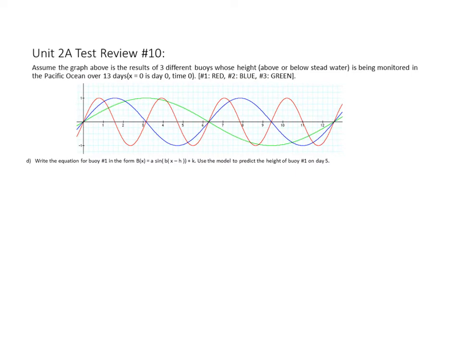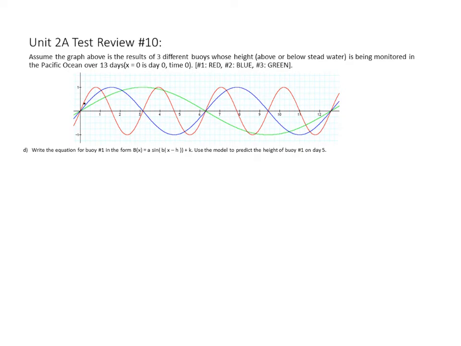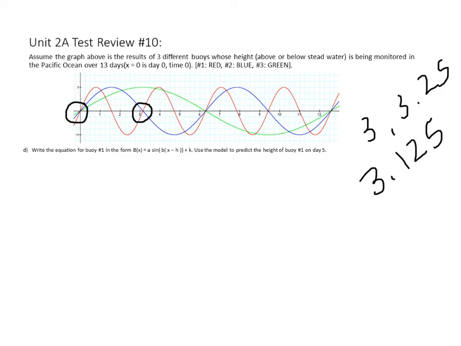Okay, now the next part of our question asks us to write the equation for buoy number 1 in the form of a sine. My buoy number 1 is my red, and I see that it starts at 0, 0, so I'm going to use this one so that I don't have to worry about any horizontal or vertical transformations. Then I just have to guesstimate what this point is, and I see that it is between a 3 and a 3.25. So I know that it's really a 3.125, which is probably about 3 days and 3 hours.